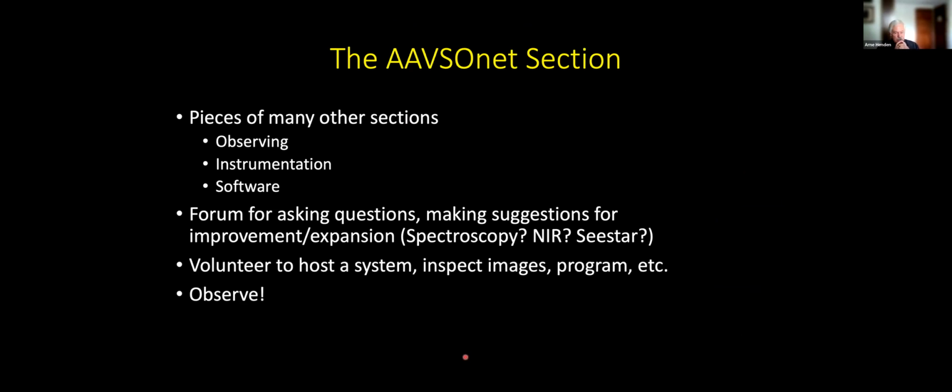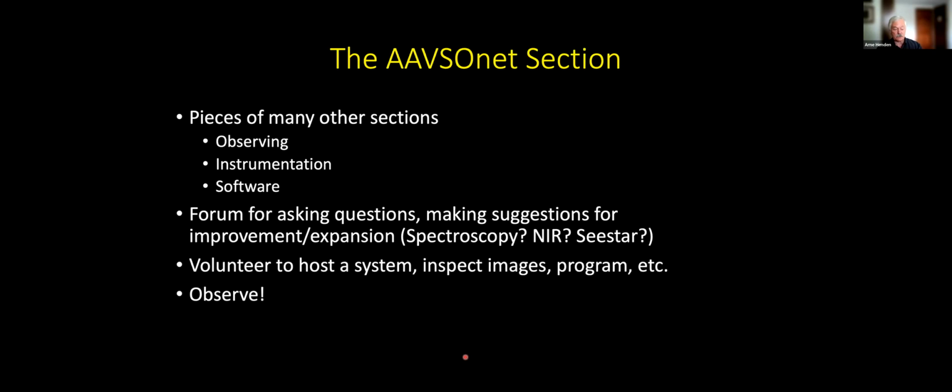But this is also the AAVSOnet section. And so it's actually pieces of many other sections. The observations I mentioned before, people are observing different types of variable stars. Well, there are sections devoted to those, but there's this overlap with AAVSOnet. There's an instrumentation section in which you can discuss various aspects of automated telescopes and robotic photometry. But you can also do that here with the AAVSOnet.